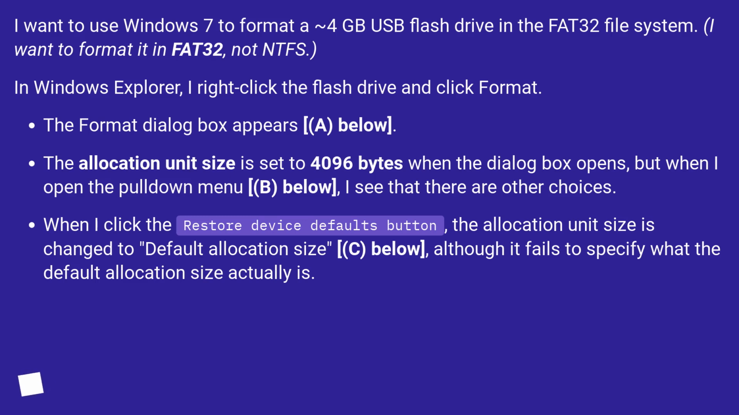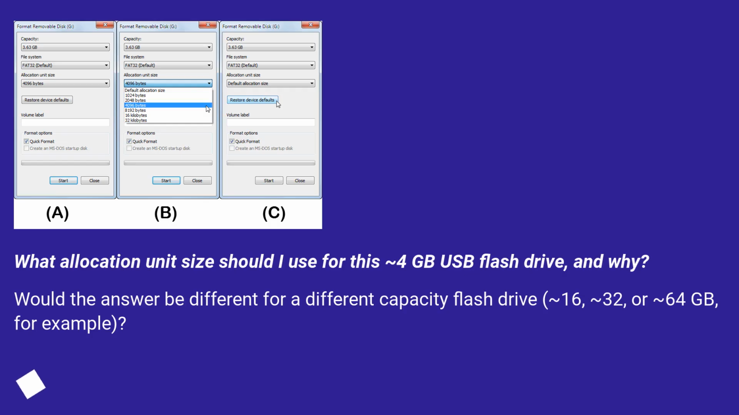When I click the Restore Device Defaults button, the allocation unit size is changed to default allocation size, see below, although it fails to specify what the default allocation size actually is. What allocation unit size should I use for this 4 GB USB flash drive, and why? Would the answer be different for a different capacity flash drive, 16, 32, or 64 GB, for example?